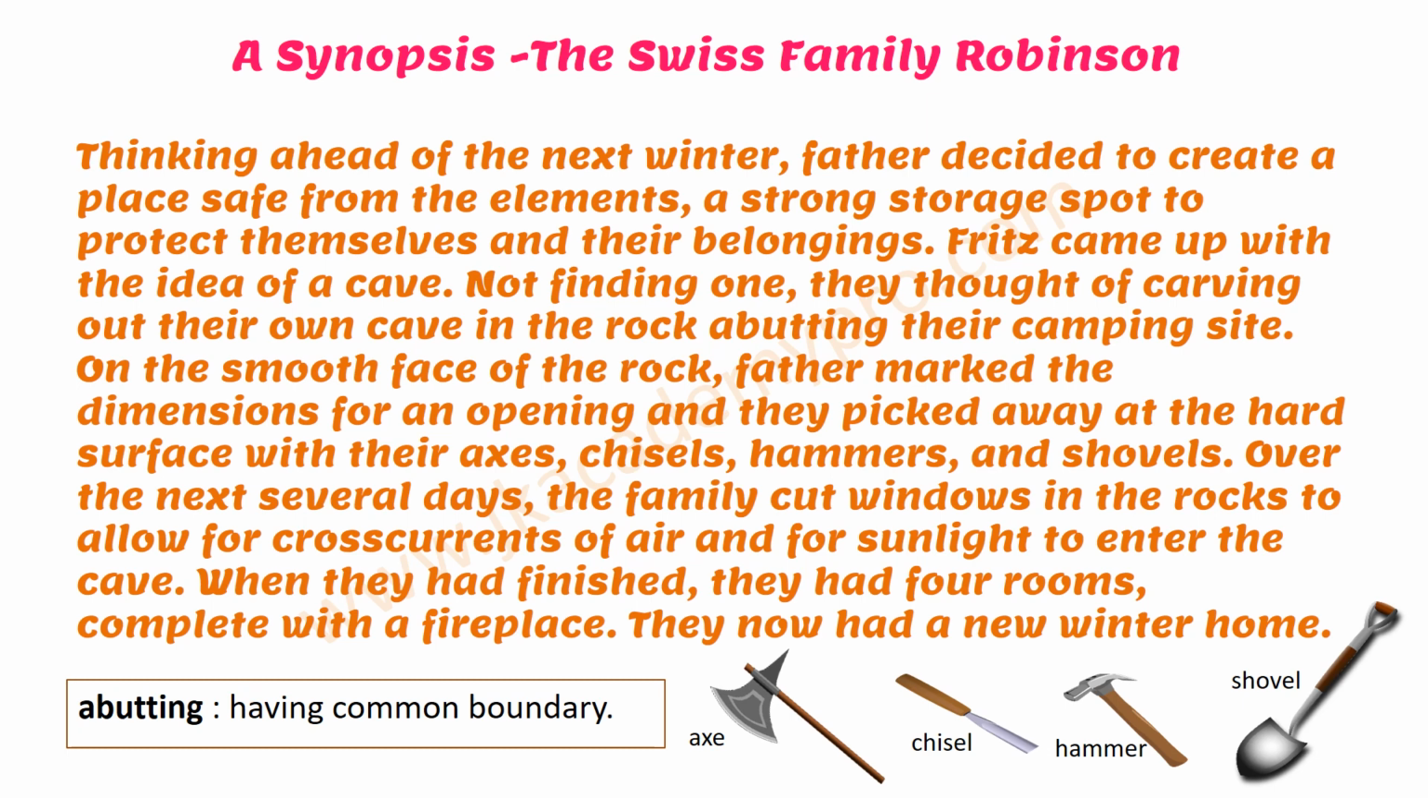On the smooth face of the rock, father marked the dimensions. So, on the smooth surface, wherever it was smooth and he could write it, he marked the dimensions. Dimensions are the measurements. Okay, so the length, the breadth, whatever the measurements he had in mind. So, he started marking it for an opening, and they picked away at the hard surface with their axes, chisels, hammers, and shovels. So now, after the father had marked where the opening will be, he marked the dimensions for the opening. So all these boys, along with the father, they started picking.